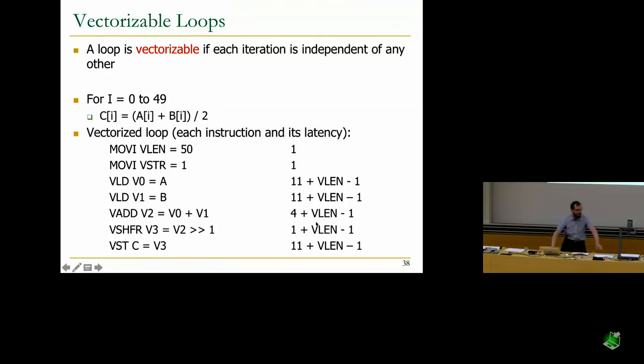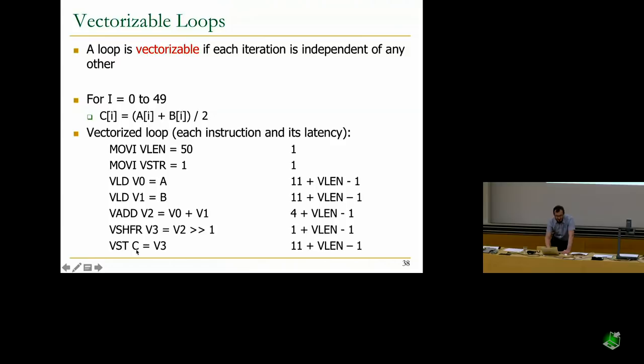You do a vector shift. You basically take the result of this, shift it by 1. Let's assume that shift takes 1 cycle. And you, again, get the result of the first shift after 1 cycle. And then you get the consecutive results for different elements in the remaining cycles.